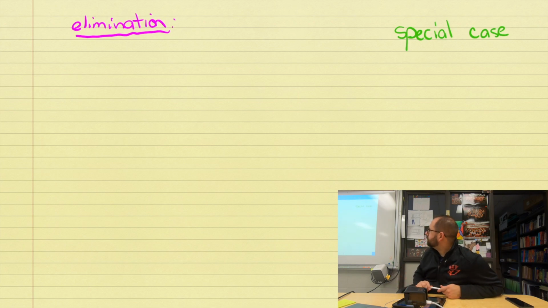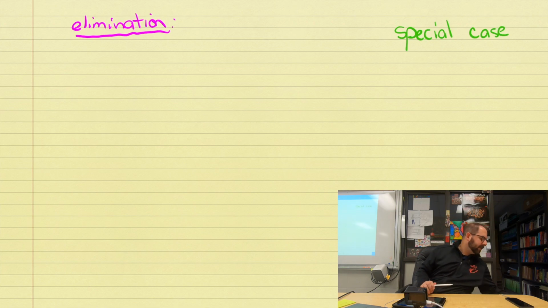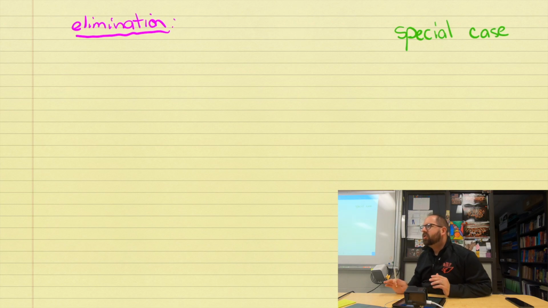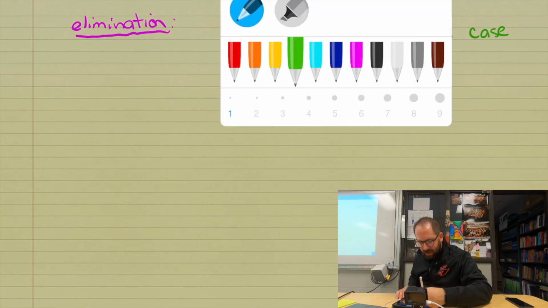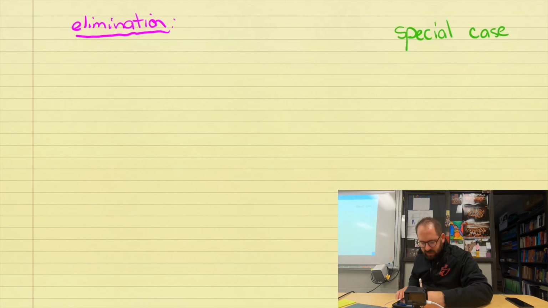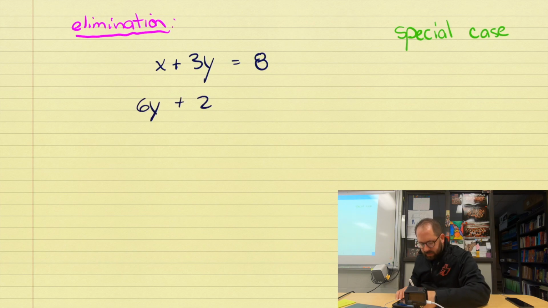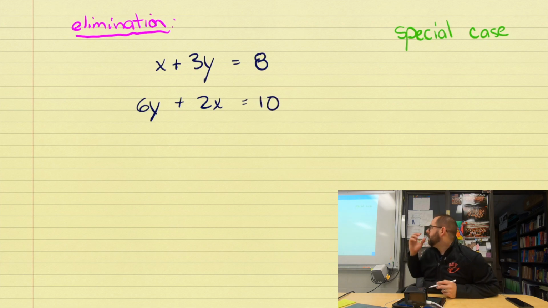All right, so elimination method, we're going to do a special case here. It's one of those things where you just need to see one of these to understand what's going to happen. So here we go. Let me just write down a problem here. We're going to go with x plus 3y is equal to, let's say, 8. And let's go with 6y plus 2x is equal to 10. Okay, and I'll draw a line here.